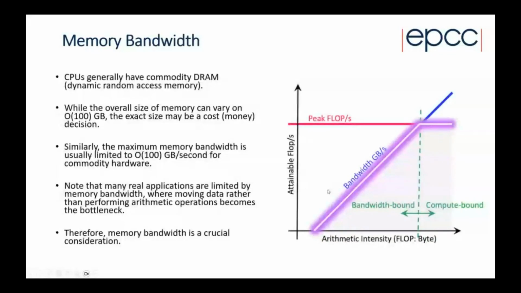Good. Right. Your other constraint, memory bandwidth. Right. CPUs generally have commodity DRAM, dynamic random access memory.